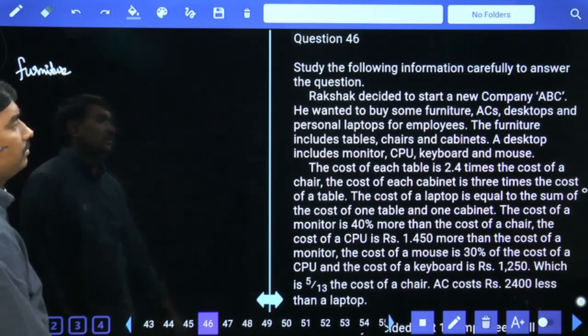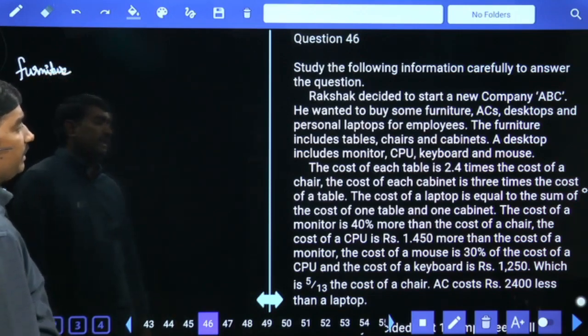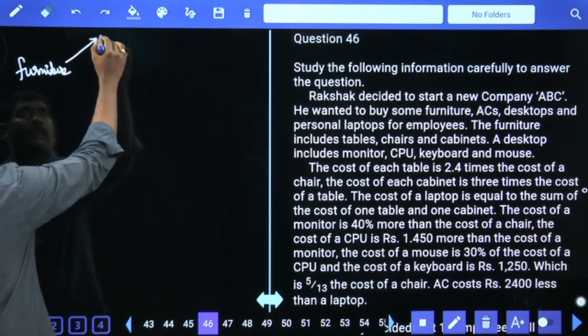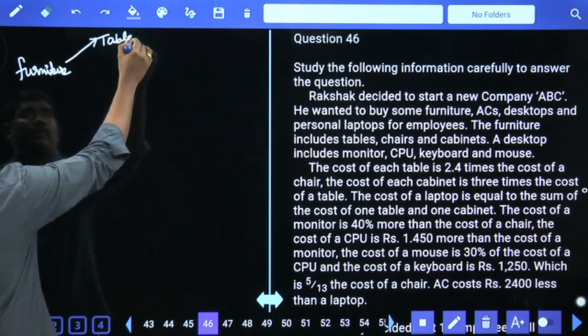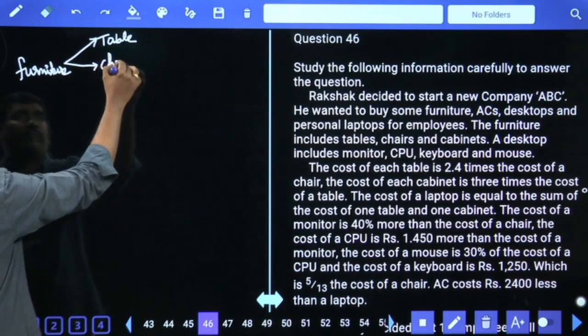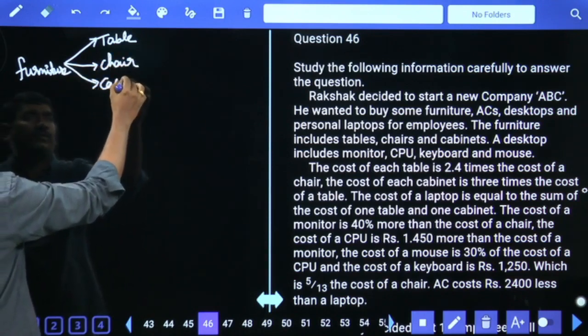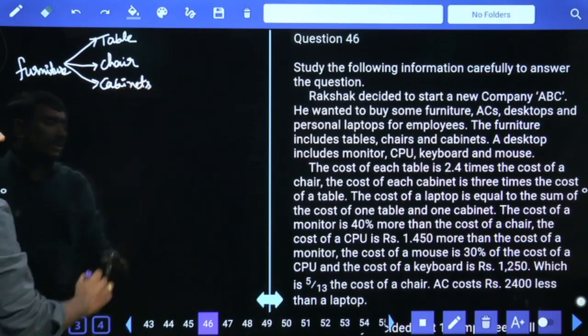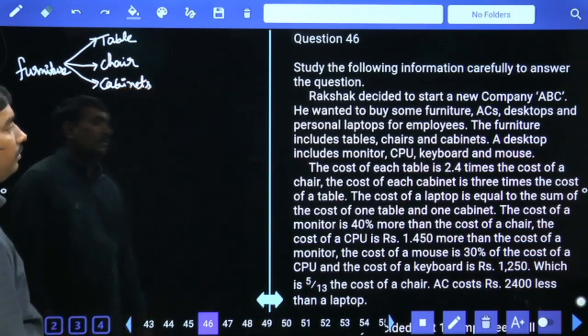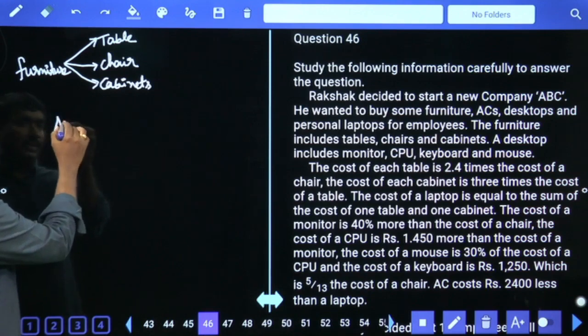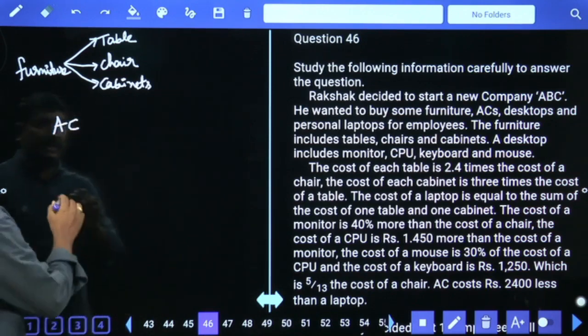Furniture includes table, chair, cabinets. That is furniture. AC, furniture, AC. Next, desktops.